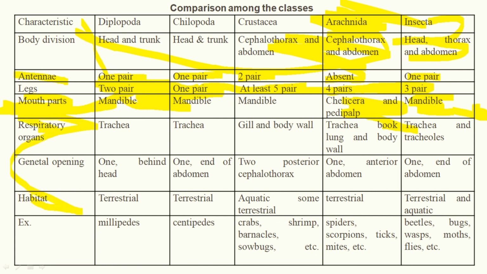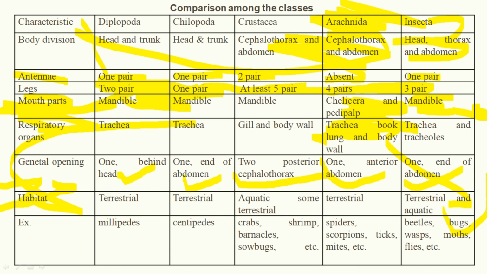Then come to respiratory organs. Trachea is present in Insecta, Chilopoda and Diplopoda. They respire through gills in Crustacea. In Arachnida, book lungs will be there. This is important. Then genital opening: in Diplopoda, one behind the head. In Chilopoda, the same. In Crustacea, two on the posterior cephalothorax. In Arachnida, one in the anterior abdomen. In Insecta, one at the end of the abdomen.